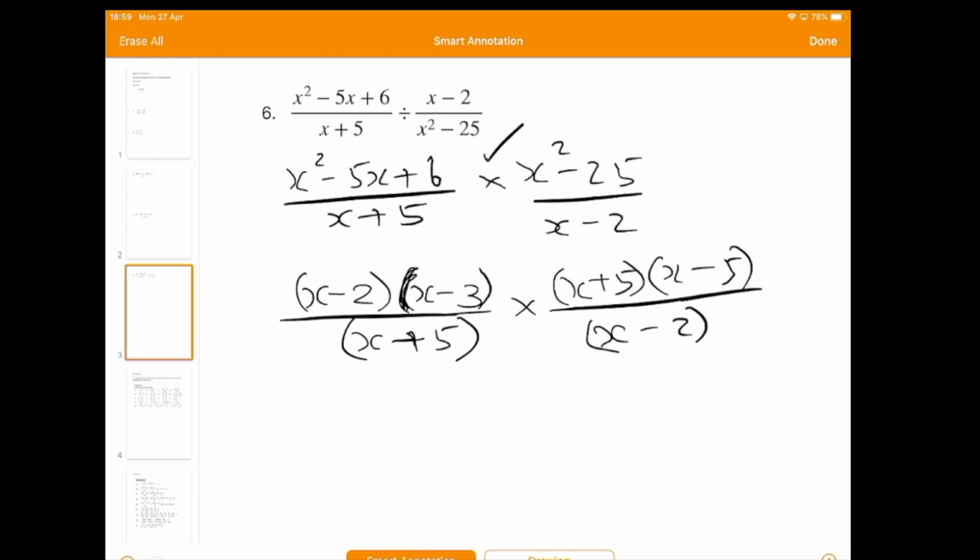Now, anything common that you see that can cancel out, I can see x plus 5. So x plus 5 and x plus 5 will cancel out. Nice. And x minus 2 and x minus 2 will cancel out. Right, and there is nothing left now except the x minus 3 and the x minus 5.